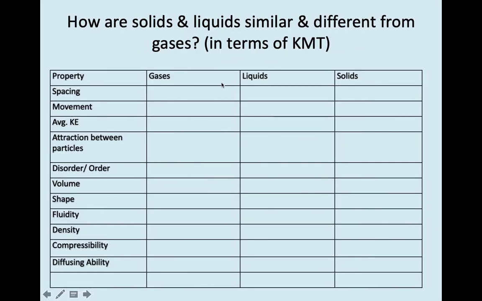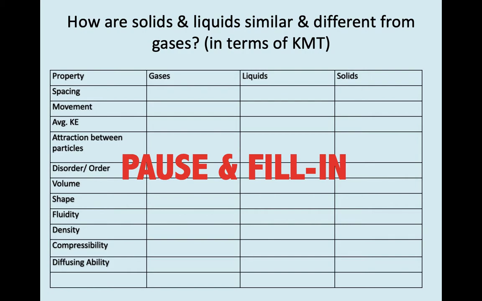So I want you to take a second. You have a chart that looks like this. Think about how solids and liquids are similar and different from gases in terms of this idea that they're made of molecules and those molecules are in motion. So here's the property it gives you, and then you have gases, liquid, solids. I want you to take your best guess. Think about what you think these things mean and how they compare in solids and liquids and gases. Take a moment right now to go ahead and pause the video and fill in this chart.